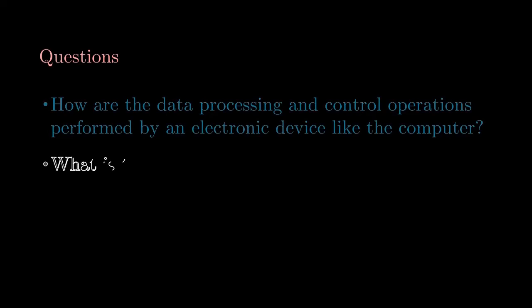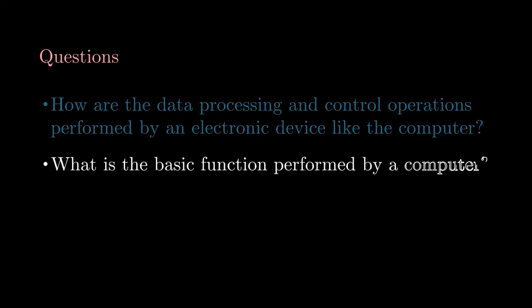What is the basic function performed by a computer? The basic function performed by a computer is the execution of the program. A program is a sequence of instructions, which supplies the information about an operation, which operates on data, to perform certain tasks such as finding a prime number. The computer controls the execution of the program.